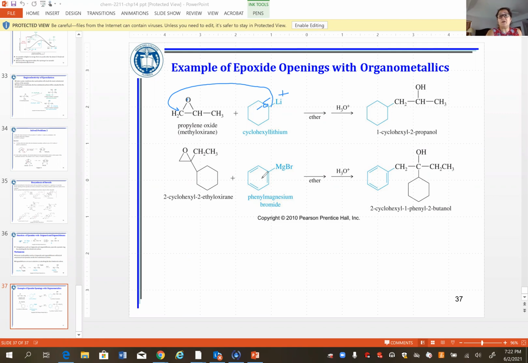You're adding Grignard reagent to, again, another oxidant that is highly substituted here, and Grignard is going to attack, okay? Grignard is going to attack the least substituted carbon, and the OH will break over the tertiary carbon in this case, and you get tertiary alcohol. Questions?